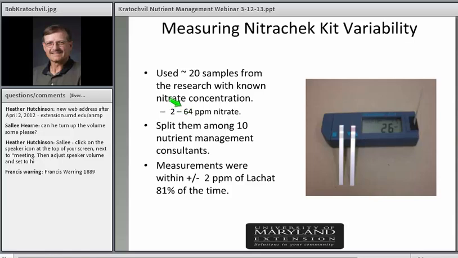What we found was that we were within plus or minus 2 parts per million 81% of the time in those comparisons that were run by the 10 nutrient management consultants on those 20 samples. Over 200 comparisons, and 81% of the time we were within plus or minus 2 parts per million.